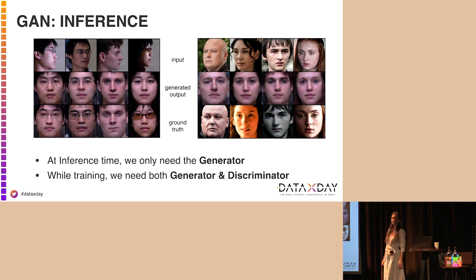And even if we take our Game of Thrones characters, it also does quite a bit better than just the generator. So this was a model that was only trained for 18 epochs. I did use a bit of a strange training regime where I trained the GAN for one epoch, just the generator for one epoch, again the GAN for one epoch, just the generator for one epoch. So that's how I got those results. And of course, at inference time, we only need the generator, as I mentioned. We don't need the discriminator at that time.